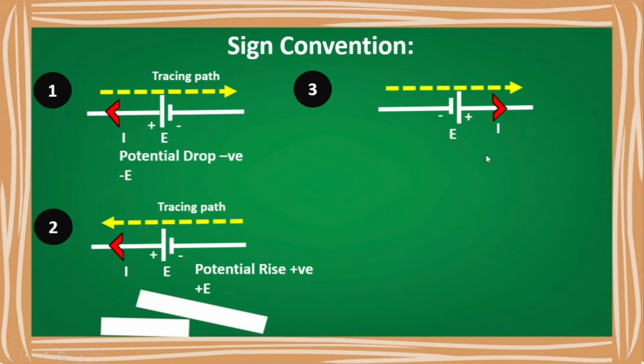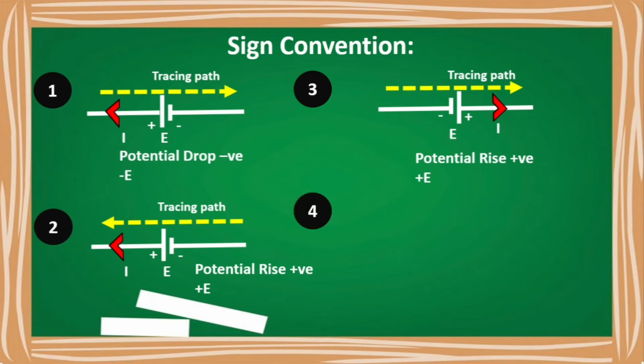Now let us take a tracing path. Now I am traveling from left towards right hand side. So in that way I am coming across the lower potential first and then the higher potential. That means there is a rise in potential, so you have a positive sign and we write the expression as plus E.